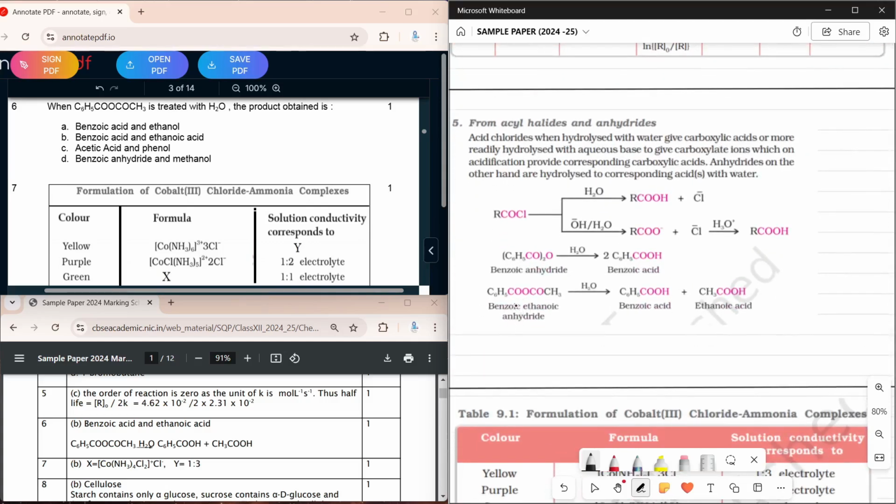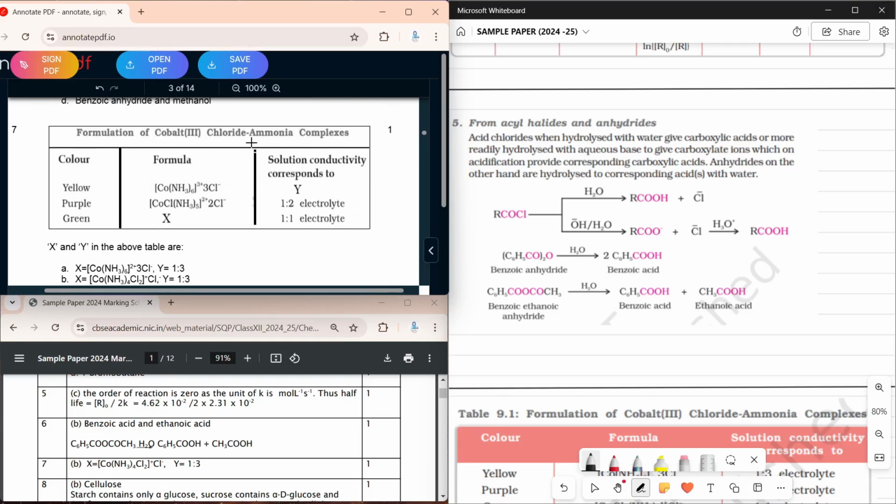So benzoic ethanoic anhydride, when it undergoes a reaction with water, gives us benzoic acid and ethanoic acid. So this reaction is actually given in your textbook. So just mark that off, right? The next question, the seventh one.